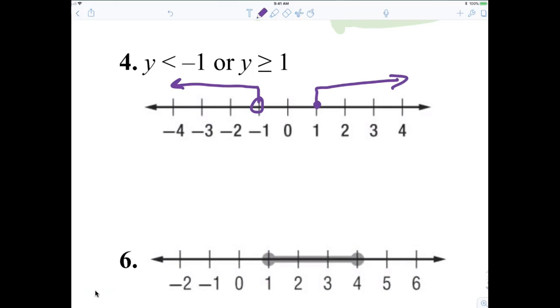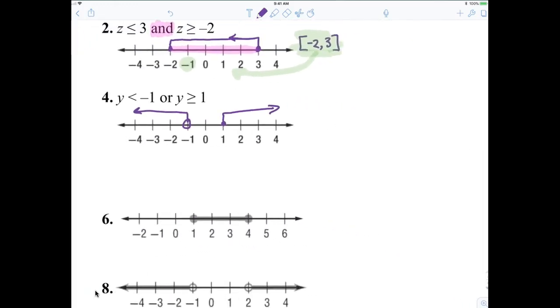So in this case, we're going from -infinity to -1, union, bracket 1 to infinity. Please listen carefully. All right? Is everybody happy with that?